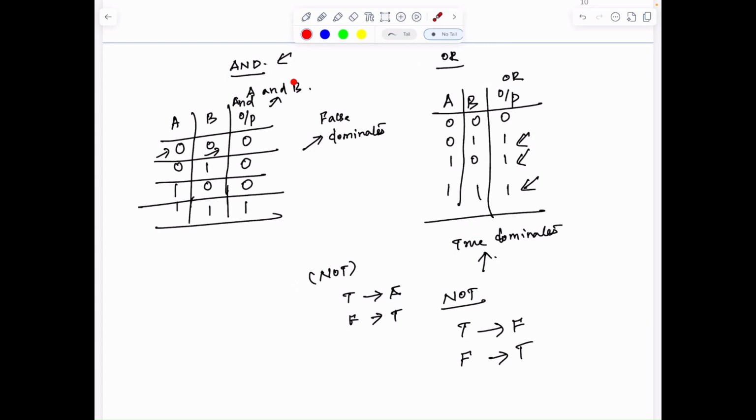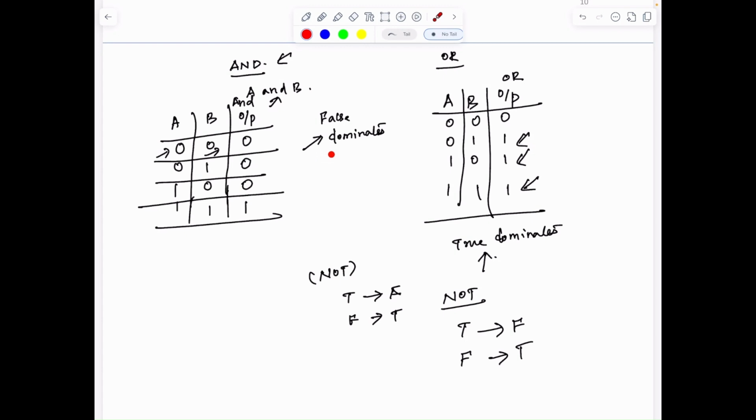So if A and B are false, the outcome will be false. On the other hand, if A is false and B is true, again the outcome will be false. Likewise, if A is true and B is false, the outcome will be false. But in the case where A and B are both true, the outcome is true. So it's true only if both the operands are true in the case of the AND operation. That's why we always say in AND, false dominates.